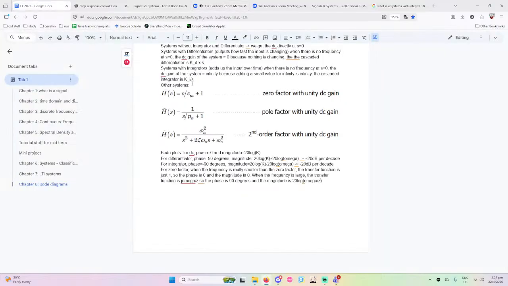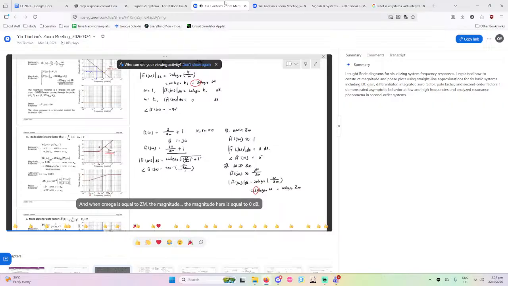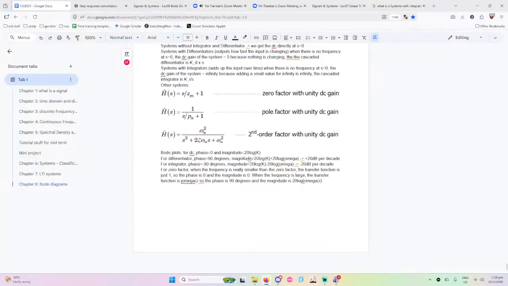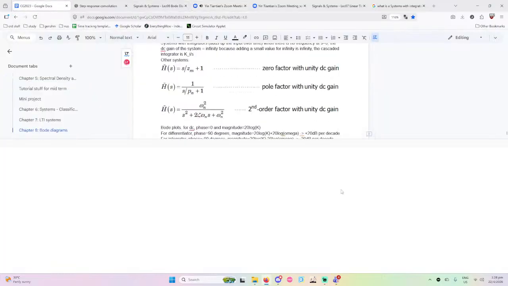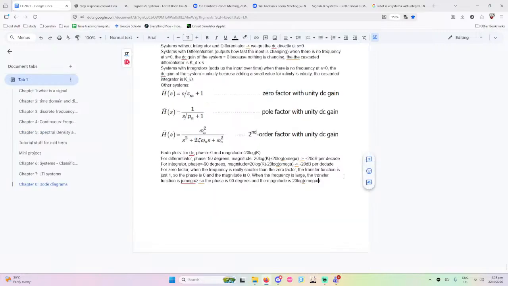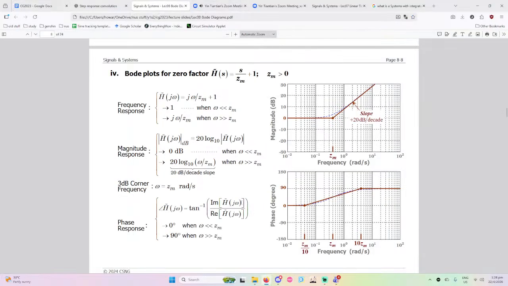And when omega is equal to Zm, the magnitude here is equal to 0 dB. Now we look at the phase. The phase of H(j omega). So here, H(j omega) is approximated as j omega over Zm.